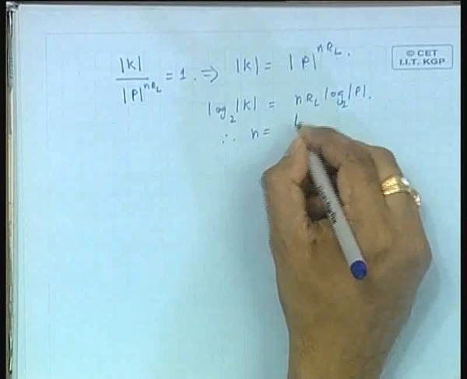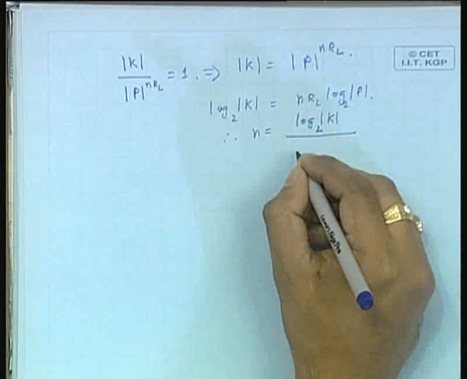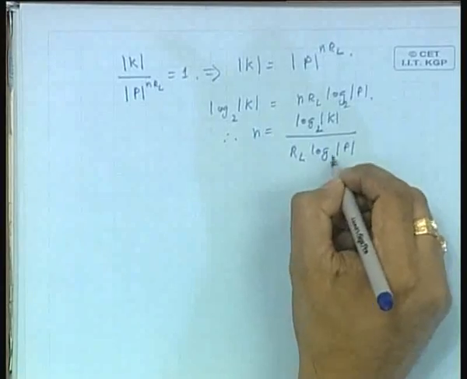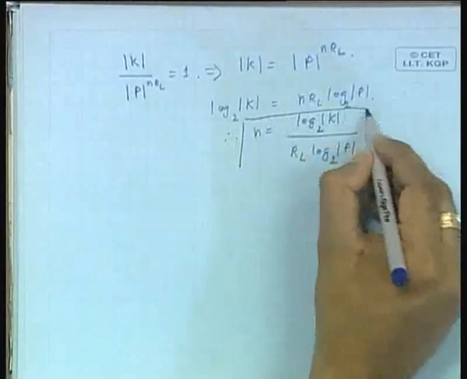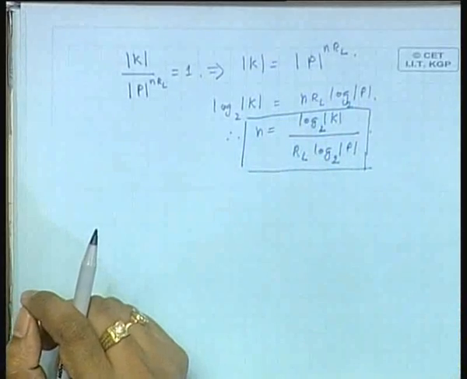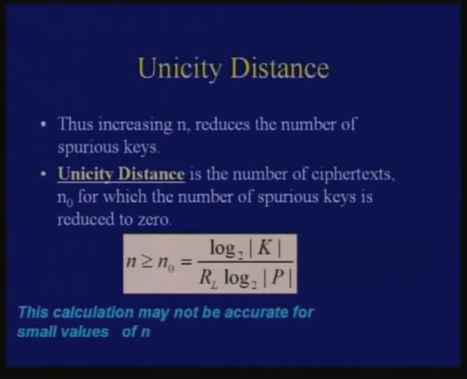It is equal to log of cardinality of K base 2 divided by RL times logarithm of P base 2. Okay. So this is the value of n for which my number of spurious keys just becomes equal to 0. Okay. So the unicity distance would be greater than that.